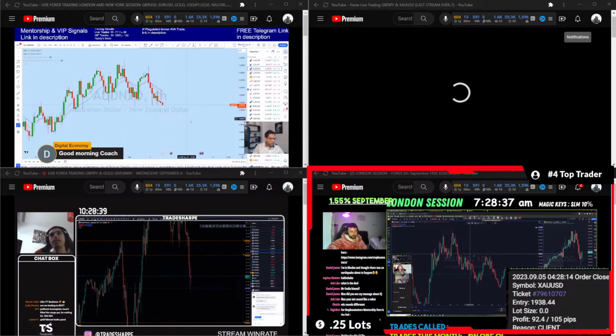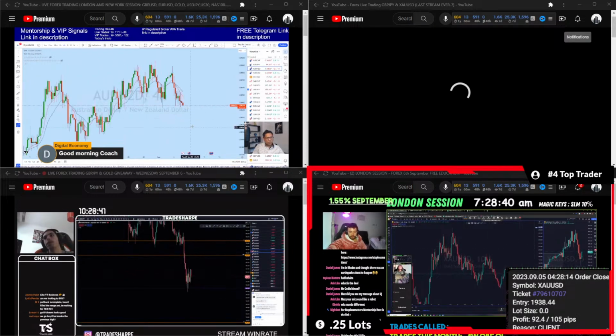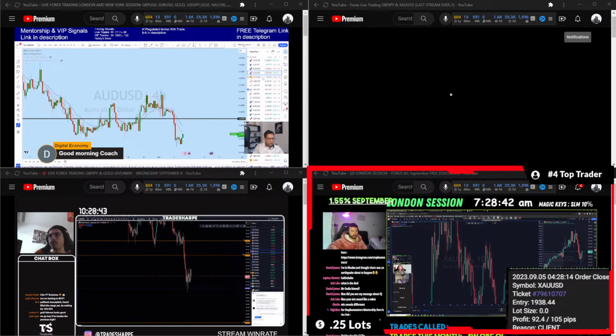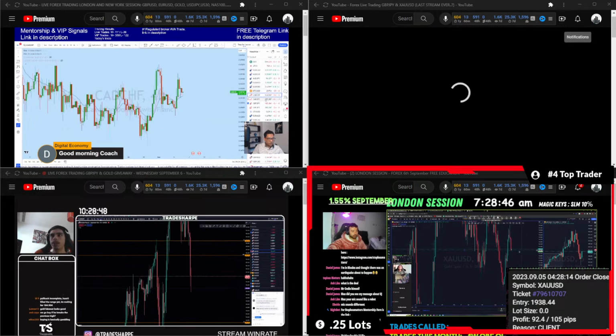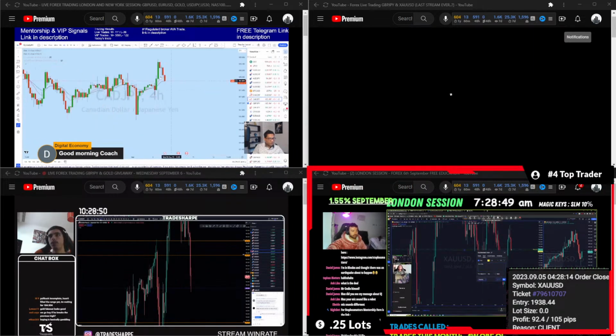What would confirm to take a buy? This 15 closing bullish and then the next one breaking the high. Preferably this 30 also closing bullish.